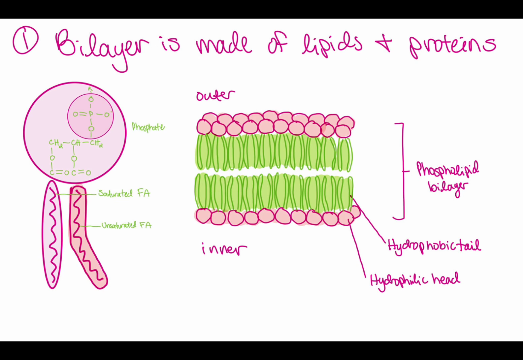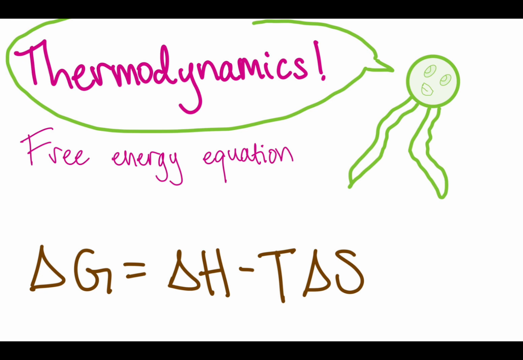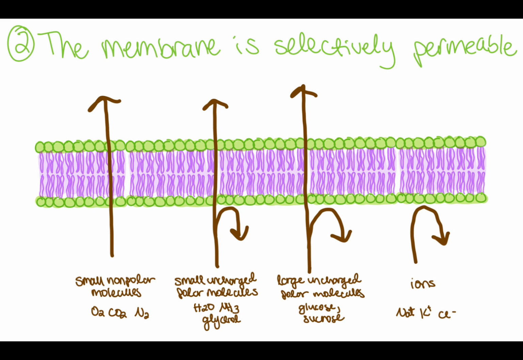Phospholipids are amphipathic, meaning they have a polar head and nonpolar tail. But what truly drives bilayer formation is thermodynamics. According to the free energy equation, it requires less overall energy to hold phospholipids in bilayer formation, making it the energetically favorable conformation.